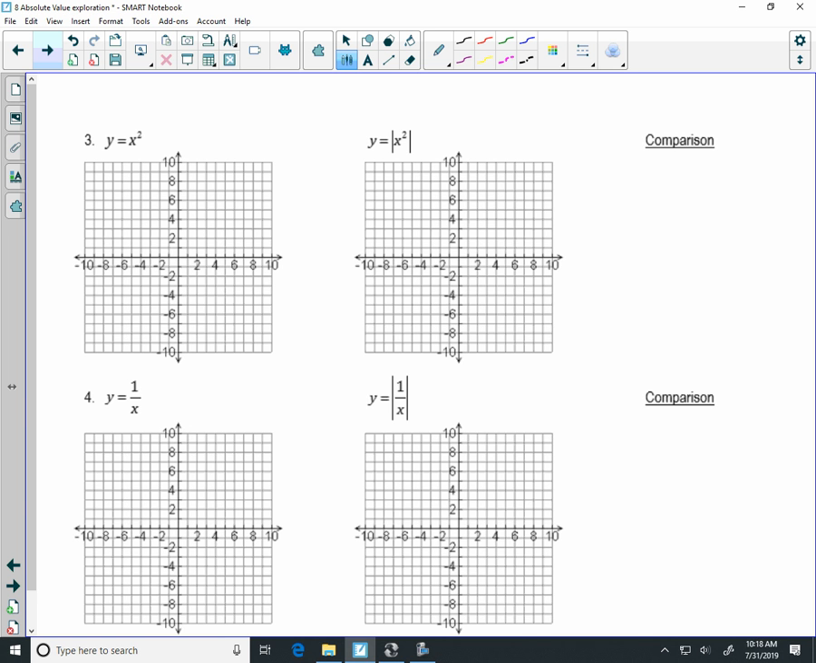X squared and the absolute value of x squared, those two are going to be the same, because you don't have any negative outputs with x squared.